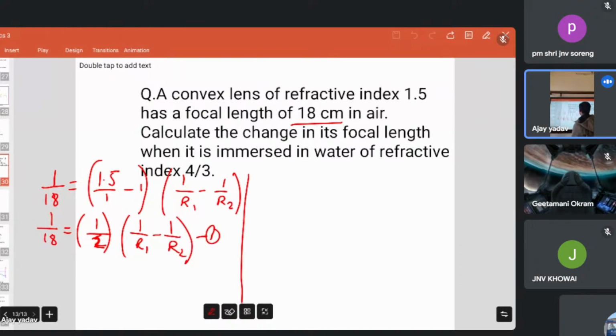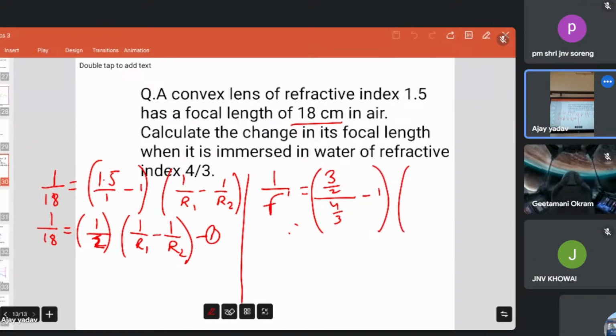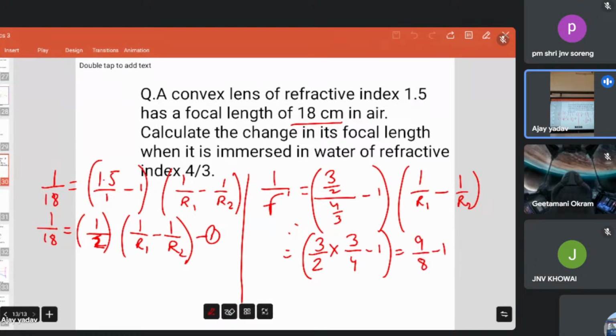Similarly, if we dip the lens in a medium, then consider the new focal length f dash. Refractive index of lens is 1.5, that is 3 by 2, upon refractive index of surrounding, which is 4 by 3, minus 1, into 1 by R1 minus 1 by R2. We can write this as 3 by 2, this 3 will go in the numerator, 4 in the denominator. It will become this minus 1. So 3 into 3 is 9, upon 2 into 4, 8. 9 by 8 minus 1.